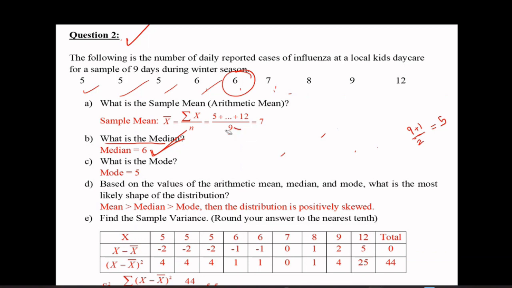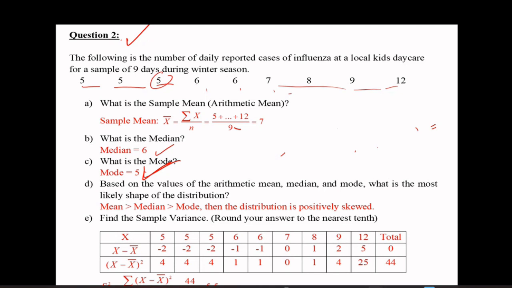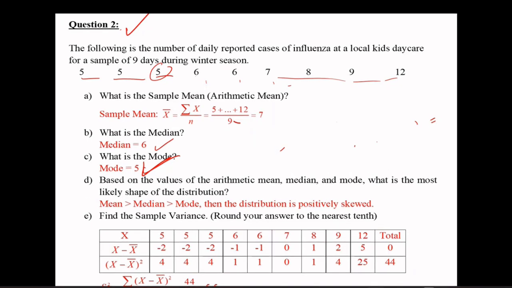What is the mode? The most frequent. I know 5 is repeated 3 times, 6 2 times. So the mode is 5. It's repeated 3 times. Okay, what's the shape of the distribution?